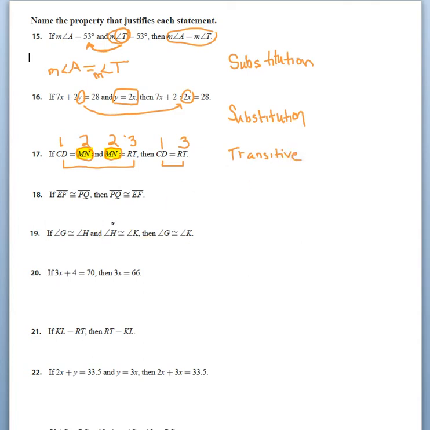Okay, problem 18. We have segment EF is congruent to segment PQ, then PQ has to be congruent to segment EF. This property is called the symmetric property, and it's simply flip-flopping. So EF got changed over to the right side of the equation, and PQ got switched over to the left side of the equation. All you did was flip-flop sides. They're still, of course, going to be equal, but when you simply switch sides of the equal sign, or here the congruent symbol works the same way, that's symmetric property.